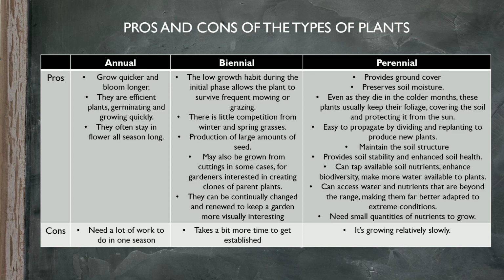They can tap available soil nutrients, enhance biodiversity, and make more water available to plants. They can also access water and nutrients that are beyond the range, making them far better adapted to extreme conditions. They also just need small quantities of nutrients to grow. But the con is they take the longest time among all the types of plants.